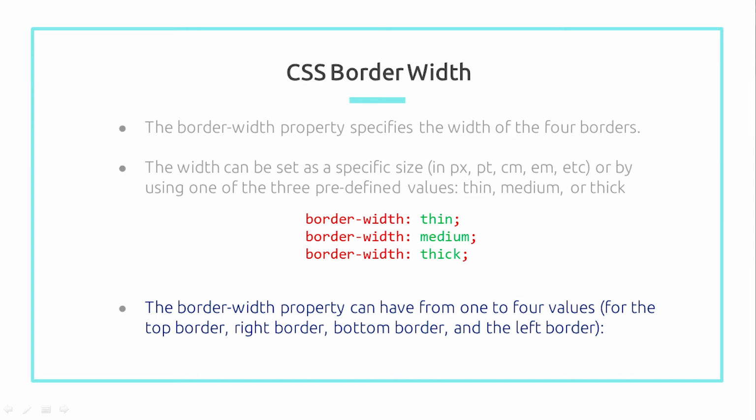CSS border width. The border width property specifies the width of the four borders. The width can be set as a specific size in pixels, pt, centimeters, em, etc., or by using one of the three predefined values: thin, medium, or thick. The border width property can have from one to four values for the top border, right border, bottom border, and the left border.